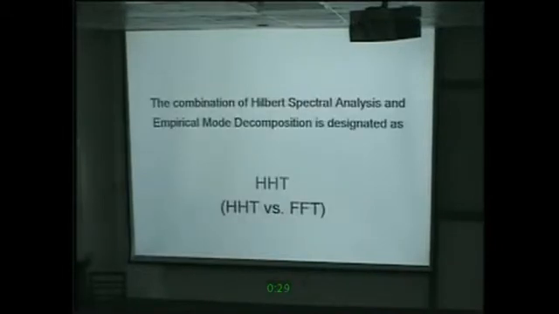Now, having the combination of Hilbert spectral analysis and empirical decomposition is designated as HHT by NASA. This is a little bit of history. I found this method through correction of a mistake. And even after I found this method, I still found it so simple. I don't feel very proud. I try to hide it. But I did solve a few problems.